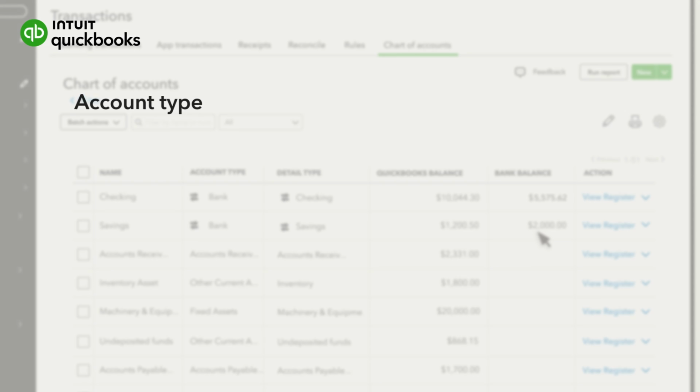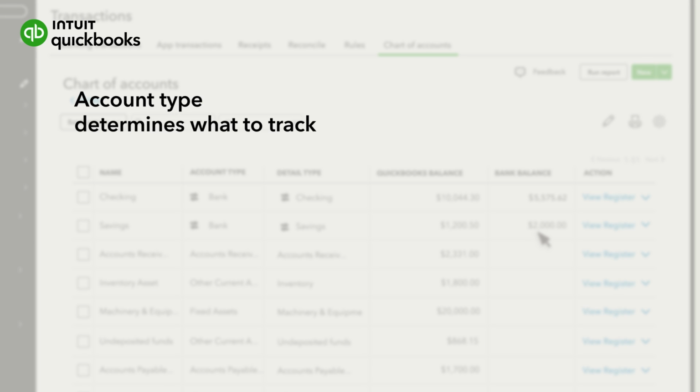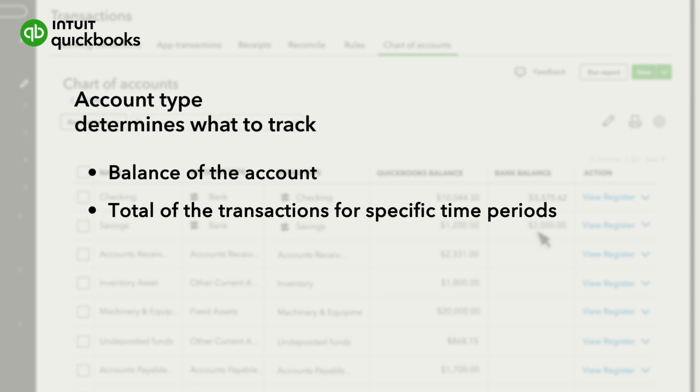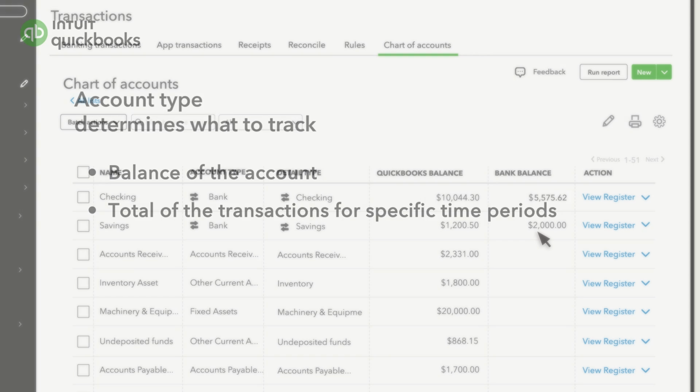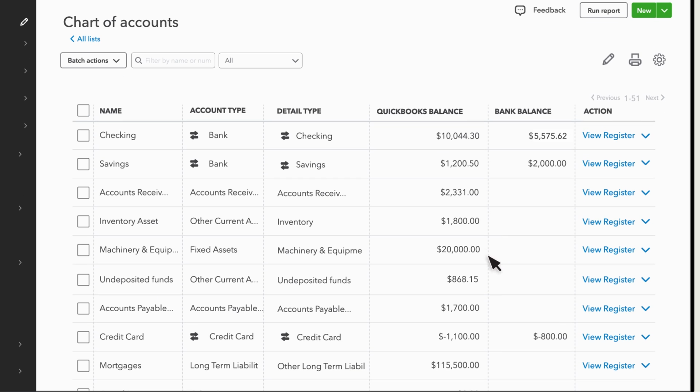Each account uses a specific type. The type tells QuickBooks what the account should track, either the balance of the account or a total of the transactions for specific time periods. Accounts at the top of the list show you how much you own or owe right now. They include accounts you're already familiar with, like bank accounts or credit cards. They have balances that tell you how much money you have in those accounts or how much you owe.